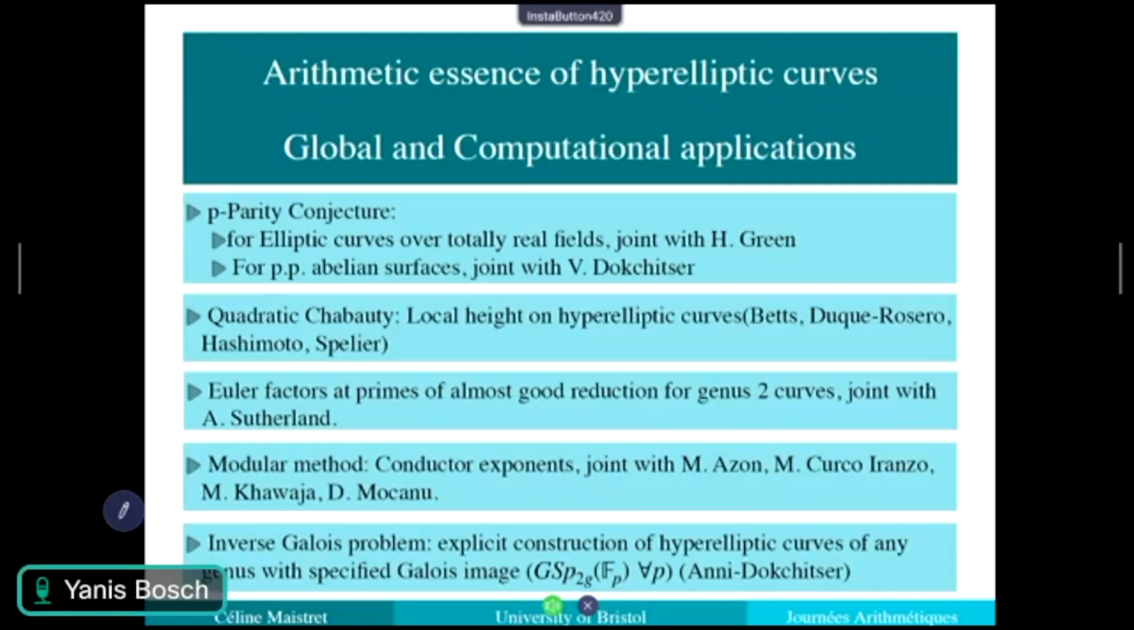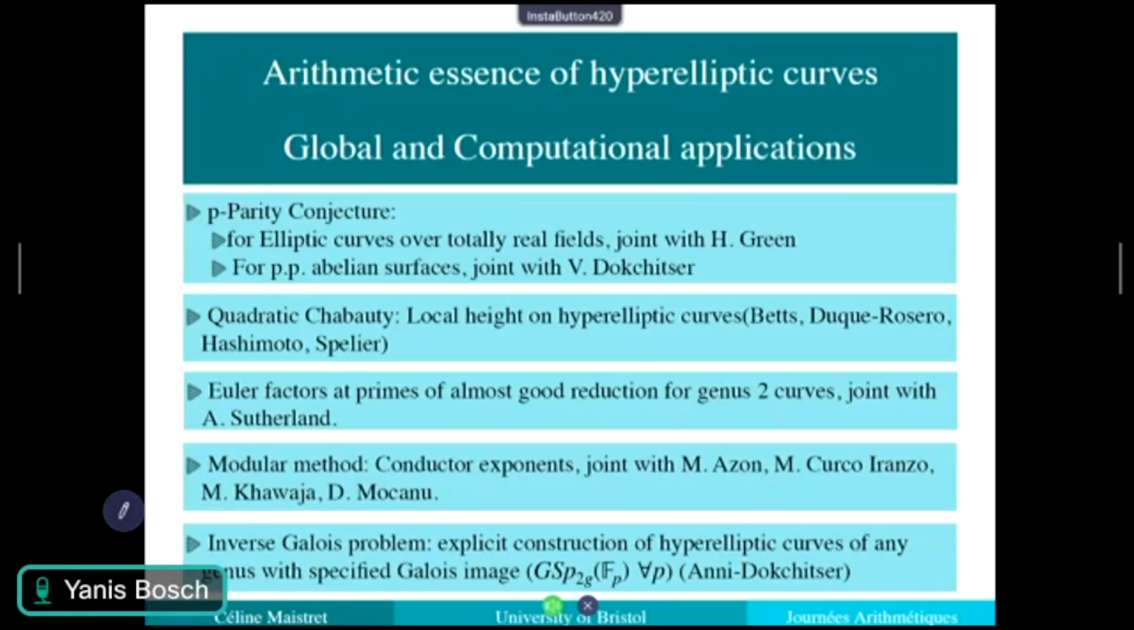I should mention the first one is joint work with Holly Green and Vladimir Dokchitser. And the second example is a work of Betts, Duque-Rosero, Hashimoto, and Spelier, where they use cluster pictures to understand the local height on hyperelliptic curves, which is a very important ingredient in the quadratic Chabauty method. So this comes with the second bridge I presented.